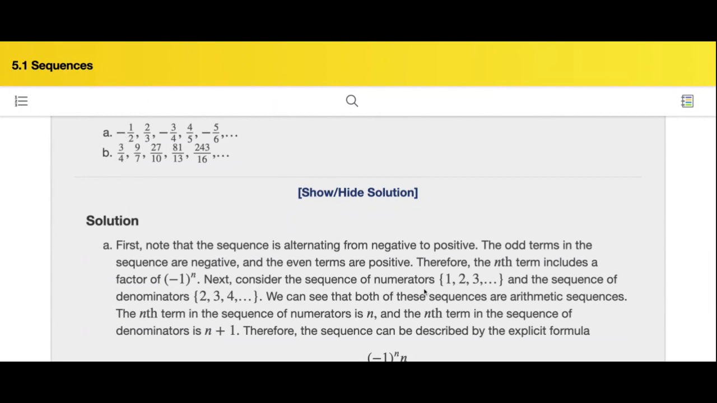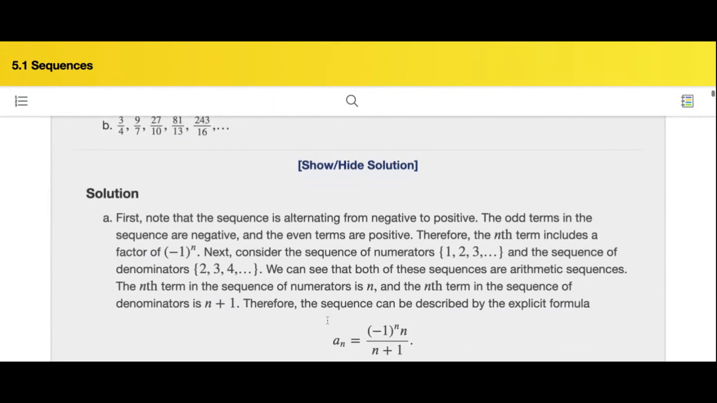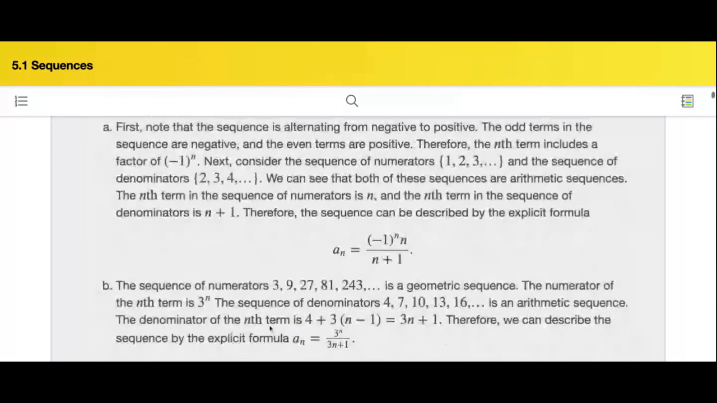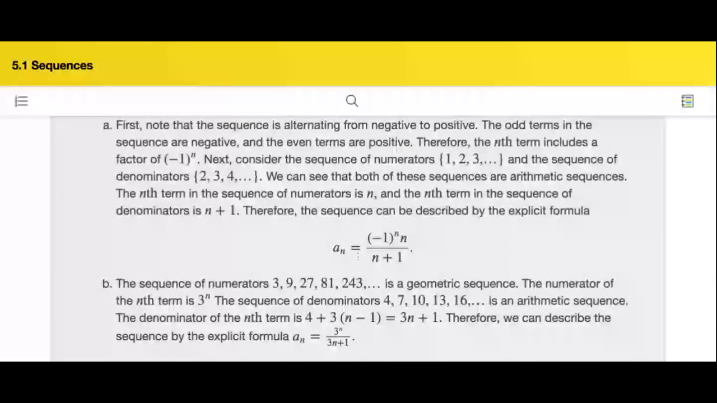Next, consider the sequence of numbers. The numerators are 1, 2, 3, and the sequence of denominators are 2, 3, 4, 5. So we can see that both of these sequences are arithmetic sequences. The nth term in the sequence of the numerator is n, and the nth term of the sequence of the denominator is just n plus 1. So we can represent the nth term as a_n equals -1 raised to n times n divided by n plus 1.